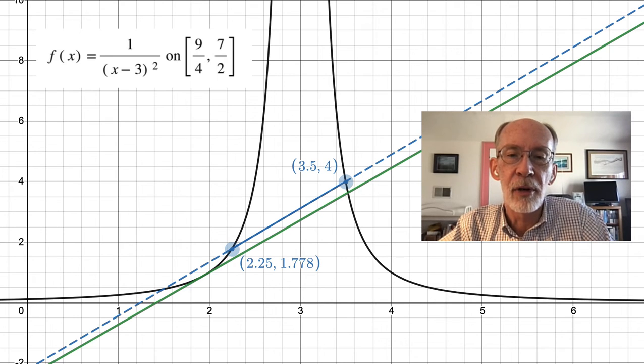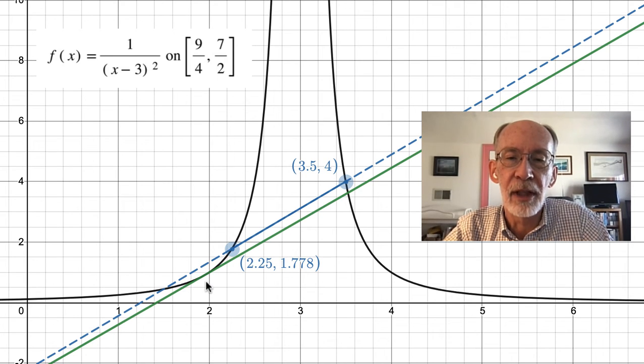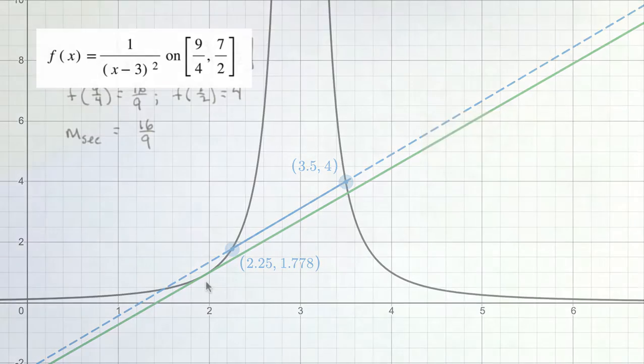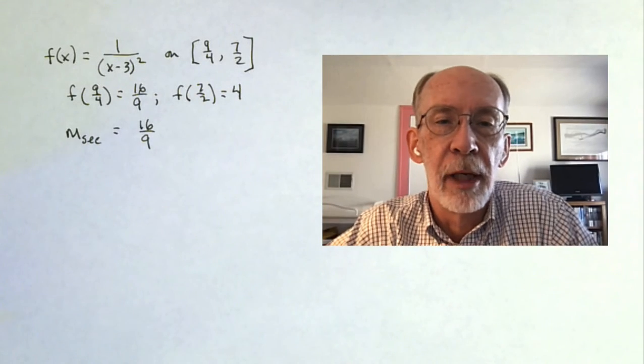But the problem that we face, or at least the thing that we observe, is that the point of tangency is not on the interval. So the condition of continuity was not met, and we see here that the conclusion of the theorem is not obtained. The tangent that is parallel to the secant line is parallel at a point that is outside the interval. Let's take a look at how this plays out algebraically.